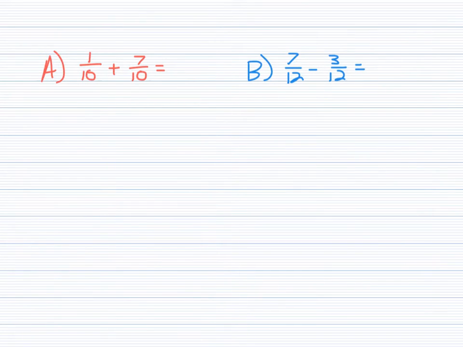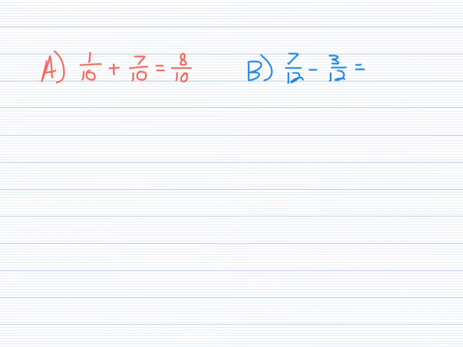In example A, we have 1/10 plus 7/10. So we know our denominator is going to be 10. Right? The size of the pieces doesn't change. And in our first fraction, we have 1 piece that size. In our second fraction, we have 7 pieces that size. We put those all together, gives us 8 pieces, 8/10.